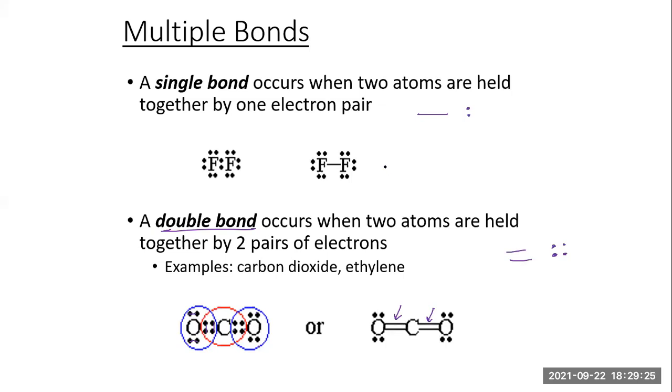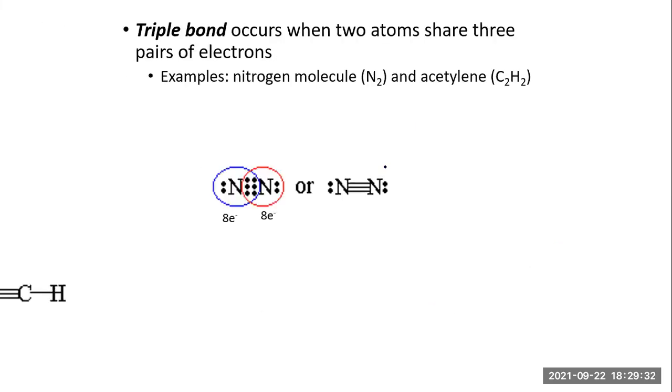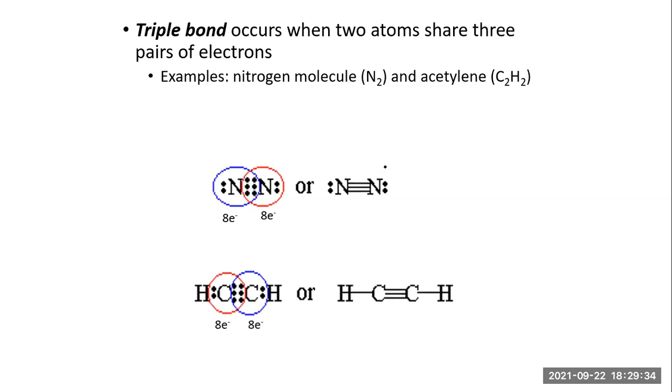Now, sometimes you need to go even further than a double bond, and that is a triple bond. Here's a couple of examples of triple bonds that are sort of needed.